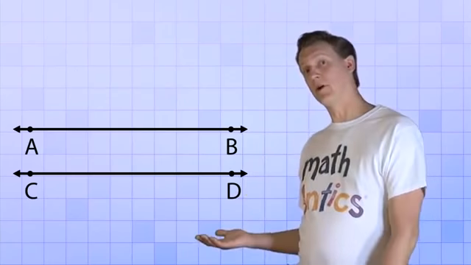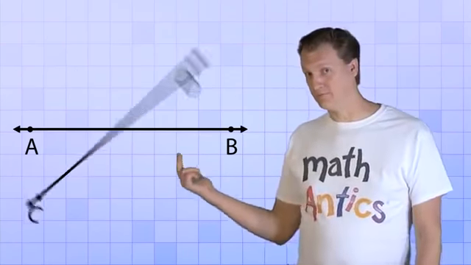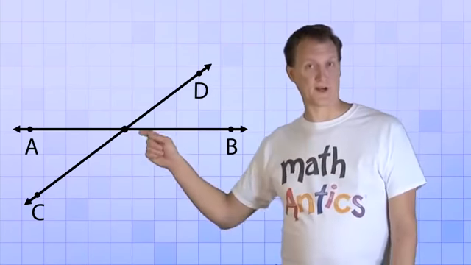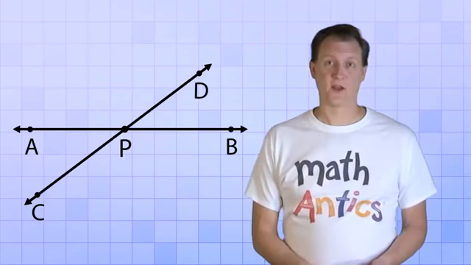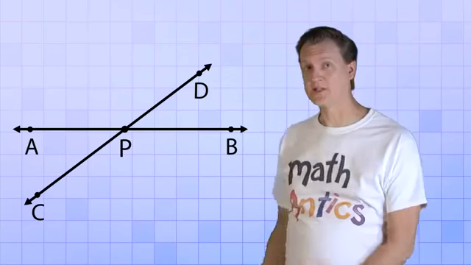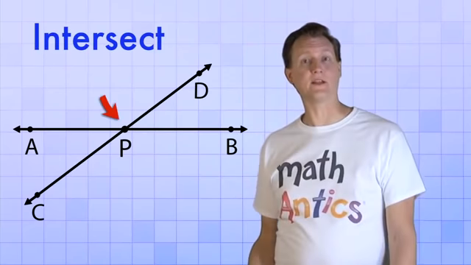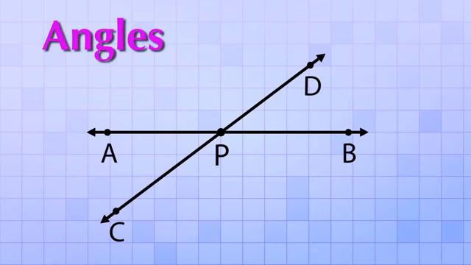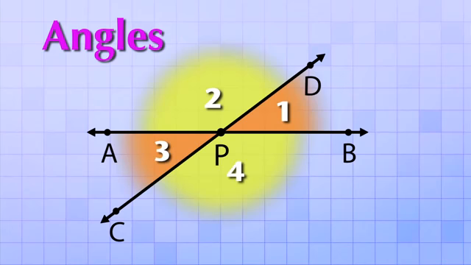But what if I take one of our lines and give it a little nudge? Now the lines aren't parallel anymore. In fact, they cross at this point right here. Let's name it point P. When lines cross at a point like this, we say that they intersect, and we call the point an intersection. And when lines intersect, they form angles. You can think of the angles as the spaces or shapes that are formed between the intersecting lines. These intersecting lines form four angles: 1, 2, 3, 4.